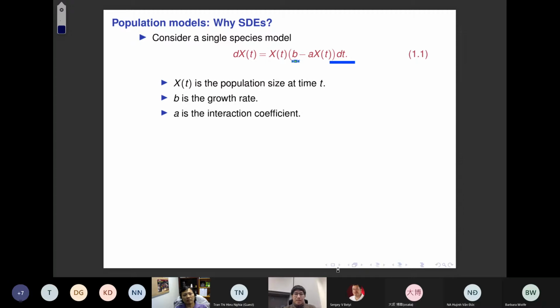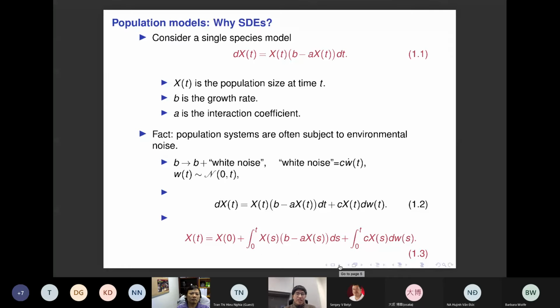And now we consider the noise. Population systems are often subject to environmental noise. We introduce the noise to the model by replacing b with b plus white noise. The white noise is considered as the derivative of the Brownian motion. So if we replace b by b plus white noise, then we arrive at the stochastic differential equation 1.3.